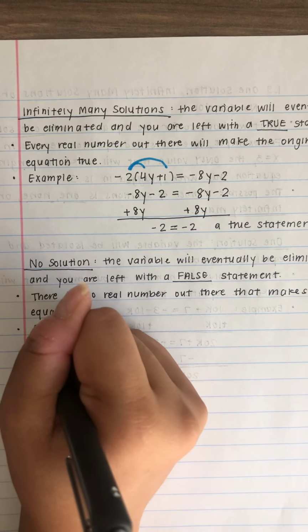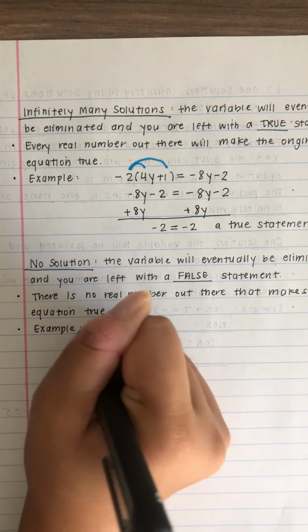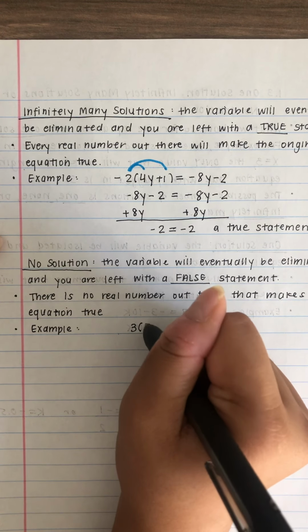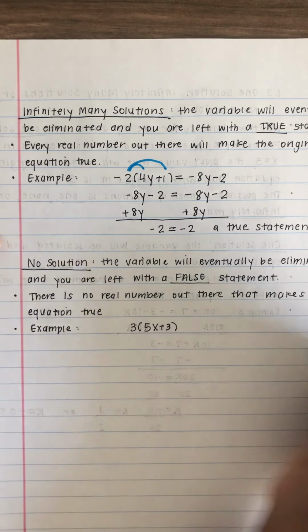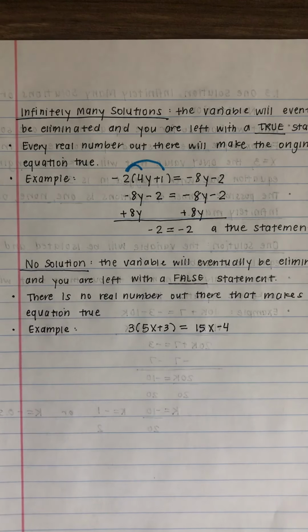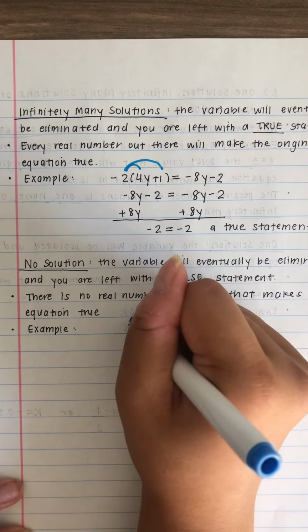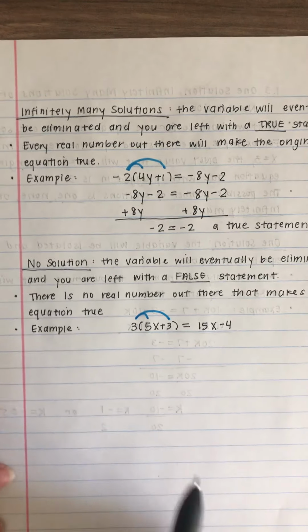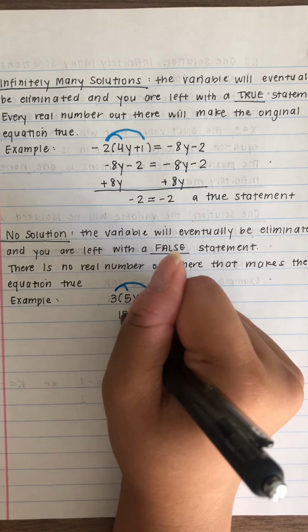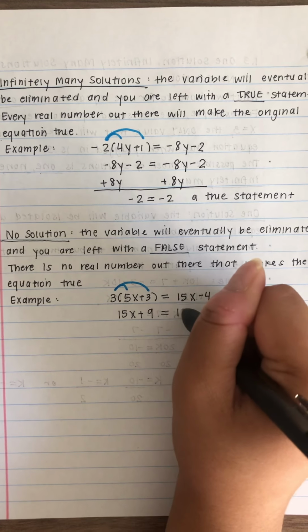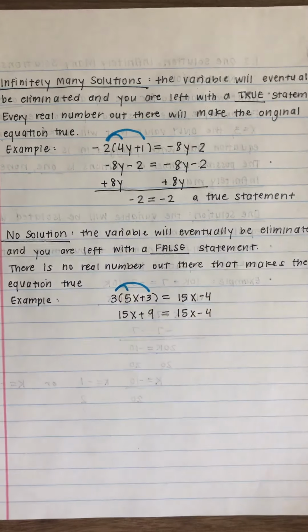And here's an example of what that will look like also. Let's say we have the equation 3 times (5x plus 3) equals 15x minus 4. Again, we see a number outside of the parentheses, so we are going to distribute, or share, the 3 with everything inside. So 3 times 5x gives us 15x, and 3 times 3 gives us 9. And we can bring down our right side, just like that.